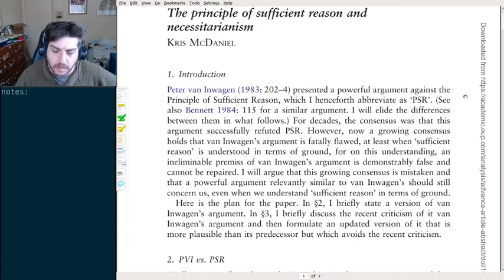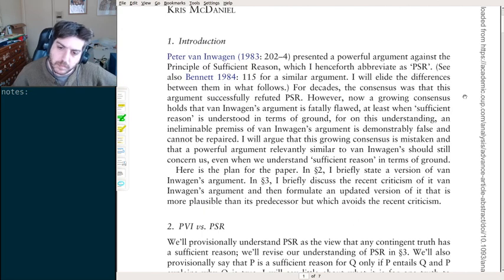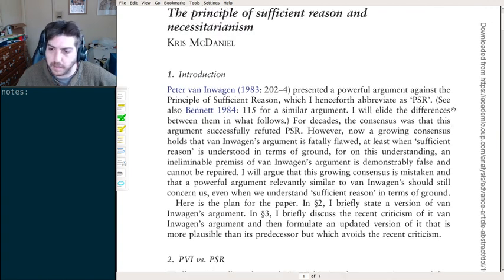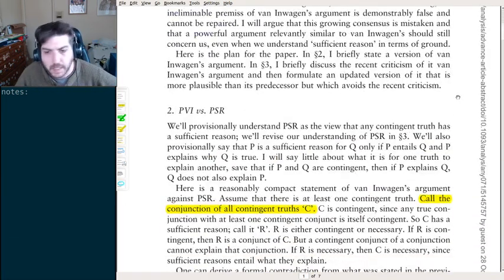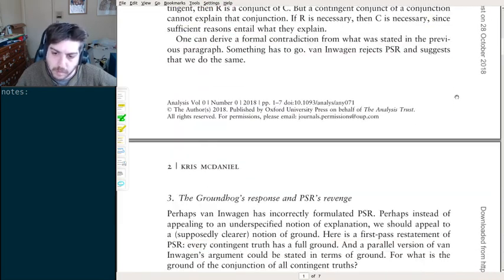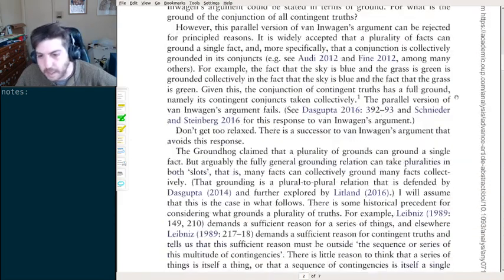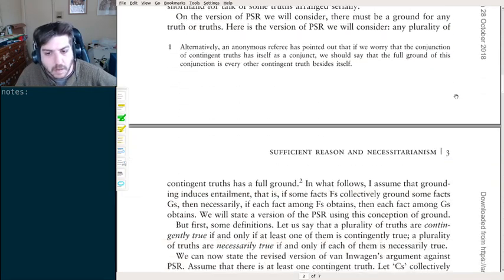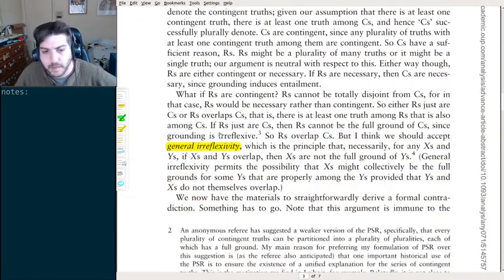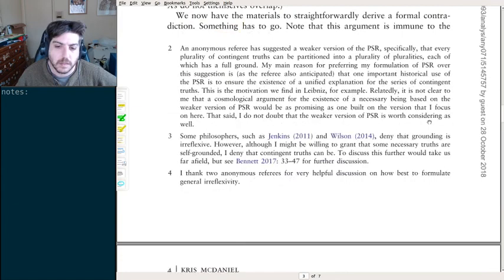Okay. Yeah, so basically, people argued against Van Inwagen, and then McDaniel here wants to recast it in terms of grounding and then just regenerate the principle of sufficient reason. Well, I like this. This is good. It's updating an older argument. We've got some nice throwbacks to Leibniz in here. Not exactly this general irreflexivity problem that you get with grounding.